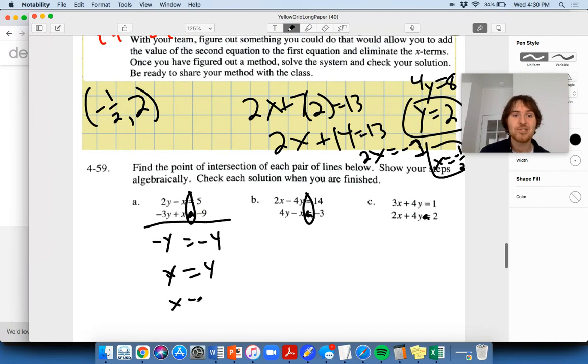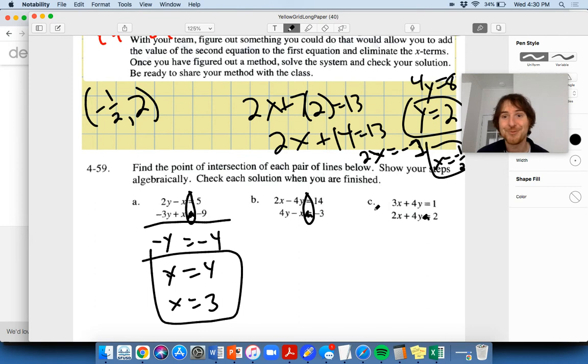I might just do it in my head real quick here. y is 4, so this is going to be 8 minus 3. x is going to have to be 3. So that's what I got for this one here. Hopefully you get the same thing too.